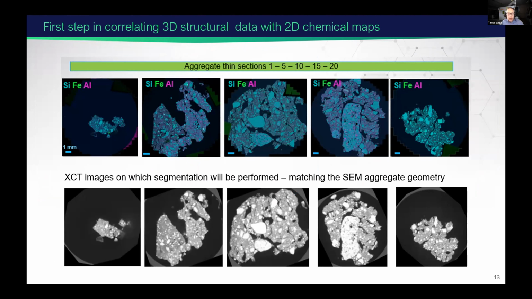Okay. These are images of the CT, overlaid with or correlated with the 2D microscopy maps, just to show that we're able to find the common slices.